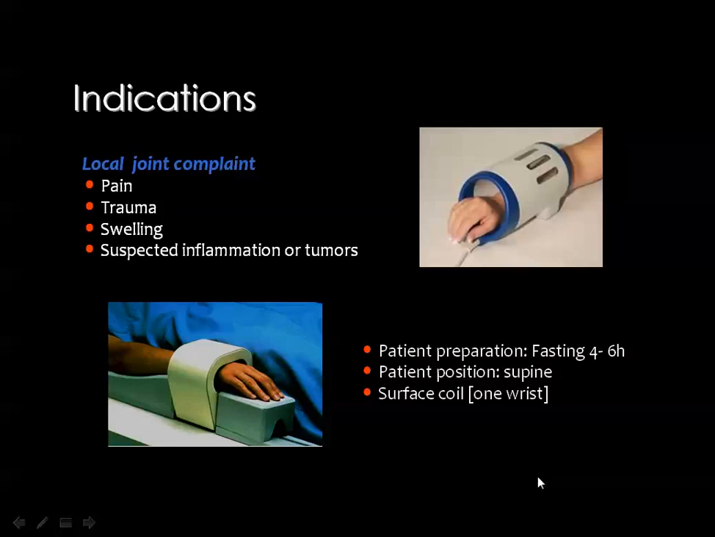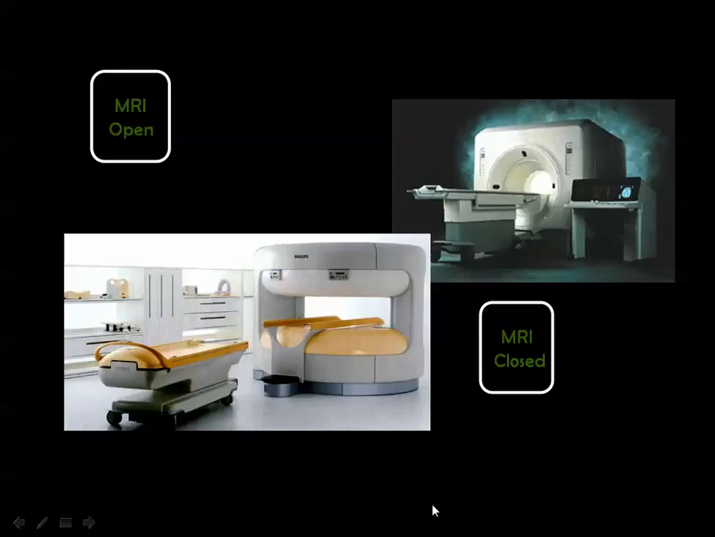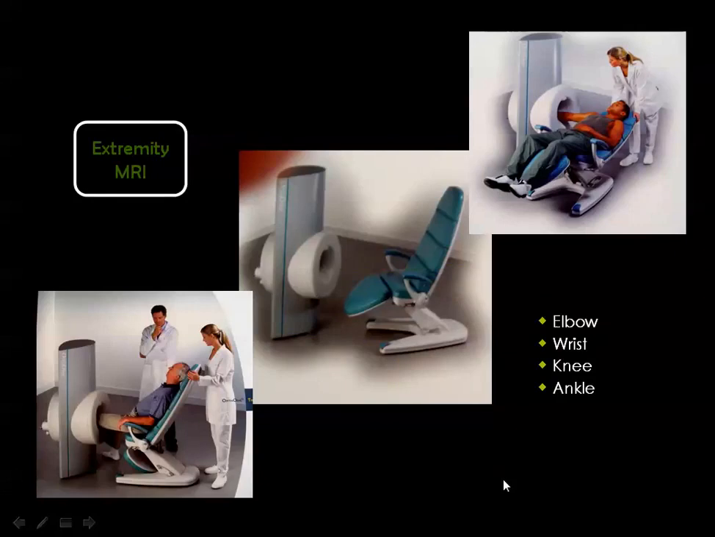And sometimes whenever you are going to inject the patient with contrast media, or if you will give him some sedation, you may instruct him to fast about 6 hours if he is an adult, or 4 hours for the pediatric patients. You know that we have different types of MR machines, the closed magnet and the open magnet, as well as the extremity magnet, which is suitable for evaluation of the elbow and the wrist joints.